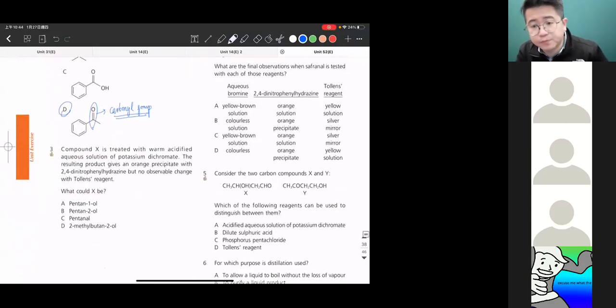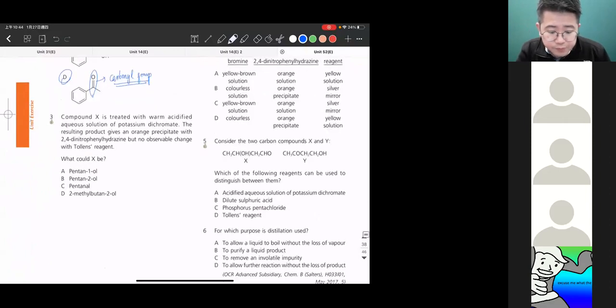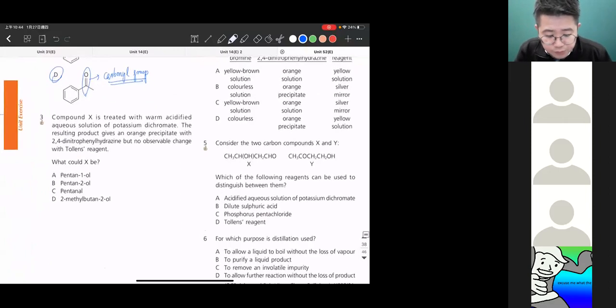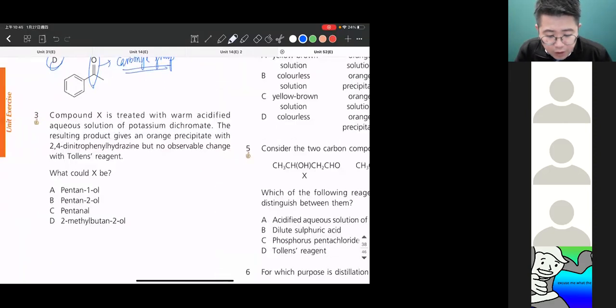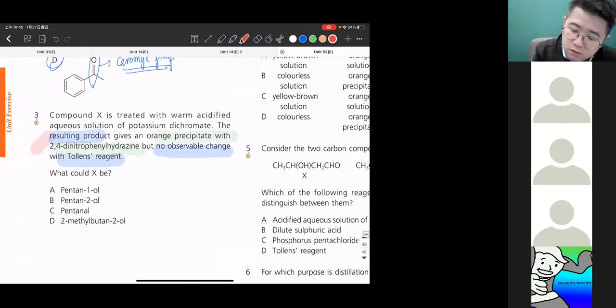Number 3. Now, there are three tests, right? Three processes. X is treated with warm, acidified potassium dichromate solution, which turns dark green. The resulting product gives an orange precipitate with 2,4-dinitrophenylhydrazine, but no observable change in Tollens' reagent. So what can it be? What do we mean by resulting product? The resulting product means the oxidized product, right?